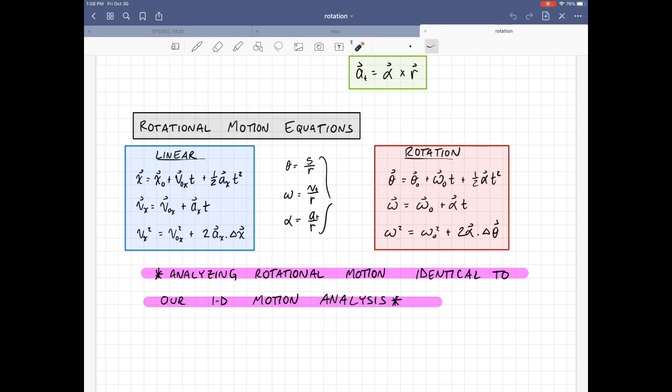rotational motion. Analyzing rotational motion might take a couple of practice problems for us to get comfortable with the idea, but the equations are exactly the same format. The way we use them is exactly the same. We just need to get in the habit of recognizing when it's appropriate to be using these rotational equivalent expressions as compared to our linear or translational equations.